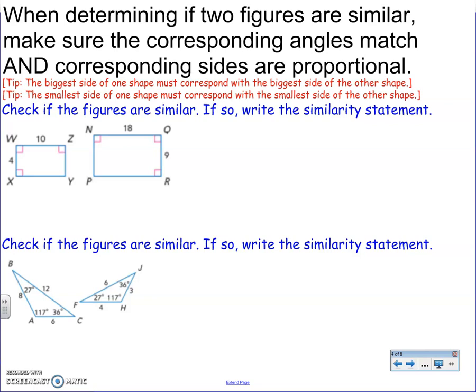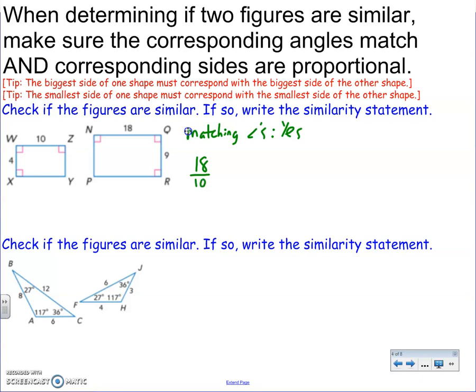For this top problem, there are two rectangles. They show us three 90-degree angles. The fourth angle is also 90, so they have matching angles. Do they have corresponding angles that are matching? Yes. But we also need to check corresponding sides. The biggest side goes with the biggest side, so that 18 has to go with the 10.